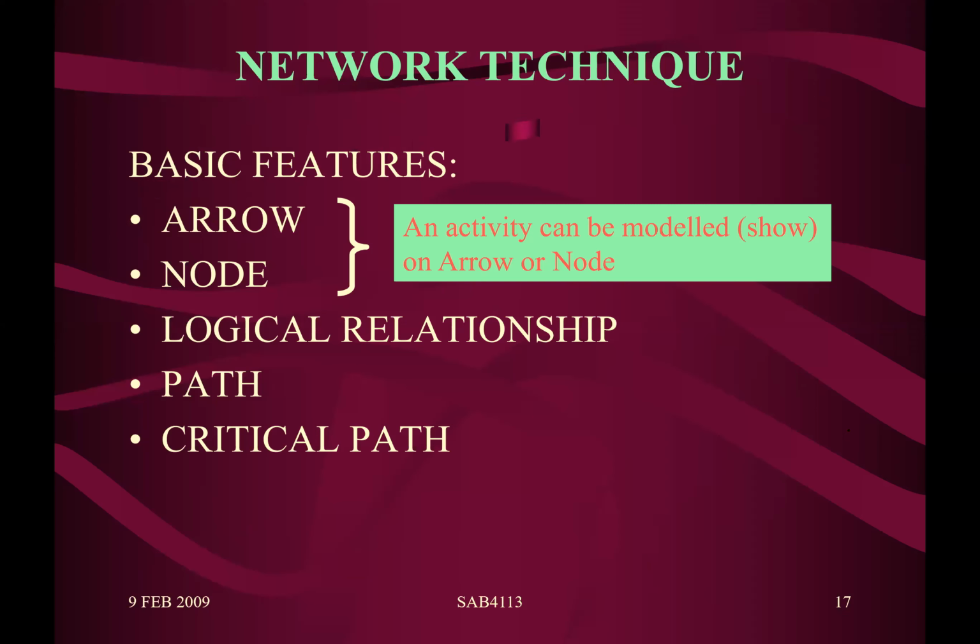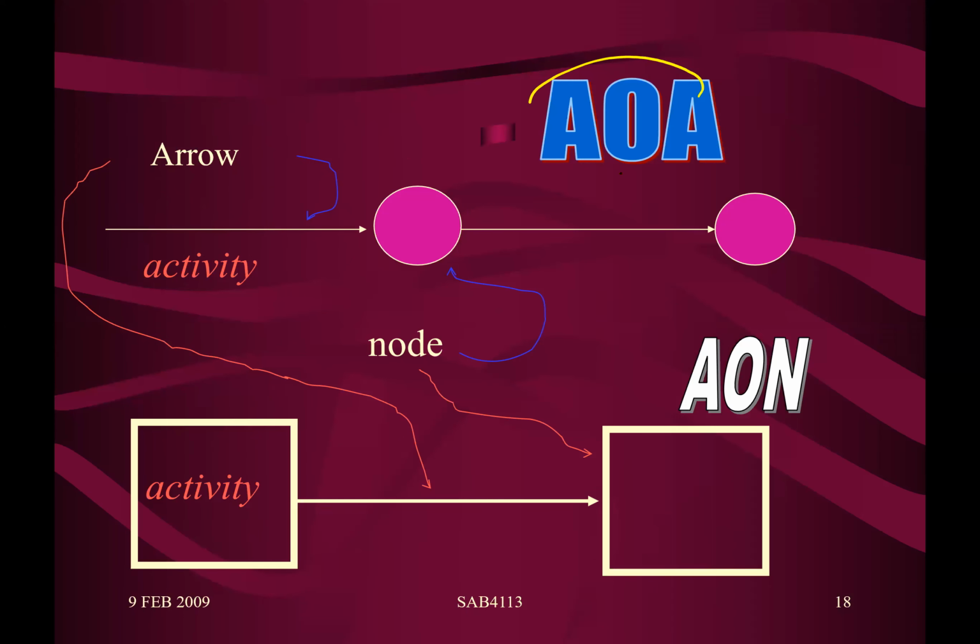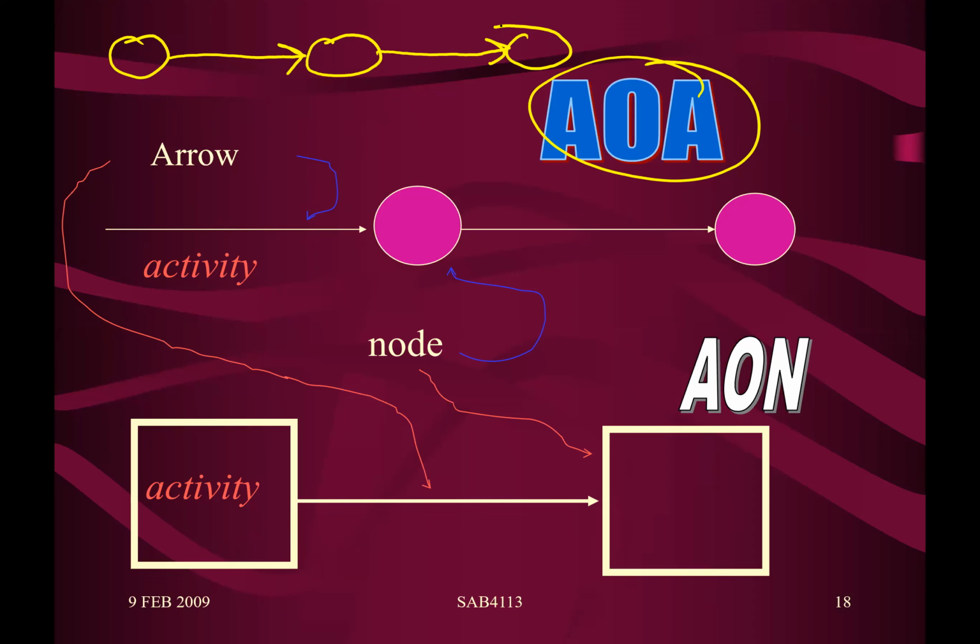Basic features of a network diagram: we should have arrows, nodes, logical relationships, path, and then critical path. Example, AOA diagram. In order to construct it, you start with one node, the circle, then an arrow, then closed by another node. Then perhaps this is another activity. You can name the activity A or B, and put the duration down here. This is node number one, node number two, and node number three. Similarly here, you start with one node, and then an arrow. This is what we call the tail. The tail is the start of an activity. The arrowhead indicates the end or the finish of the activity.